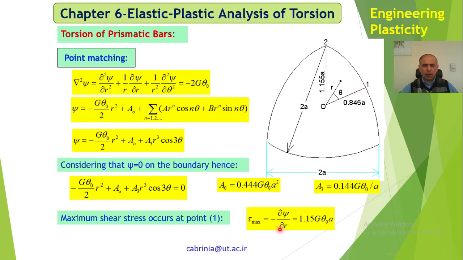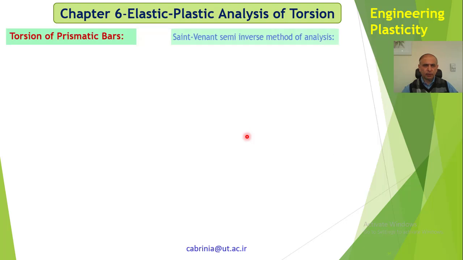And maximum shear stress occurs at point 1, for instance, and that is partial psi to partial r, and that's equal to this, because psi is in terms of r, and we can get maximum shear stress. So sometimes we can use this kind of functions to get to the points that are of interest to us, and find the shear stresses at those points.